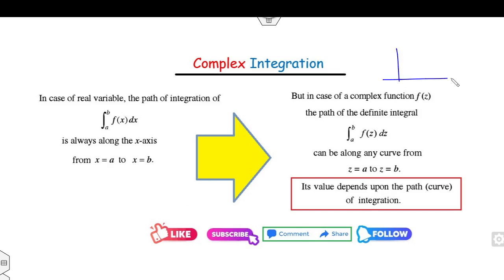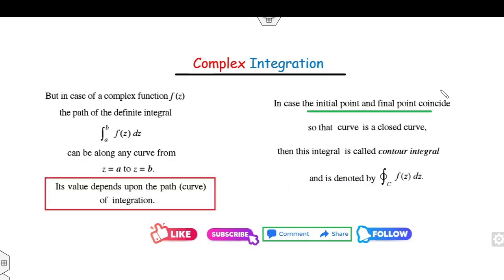For example, if this is my z a and this is my z b, the path may be a straight line, or a curve, or firstly a straight line and then a curve. So depending upon the three different paths, 1, 2 and 3, the integration answer is also different.